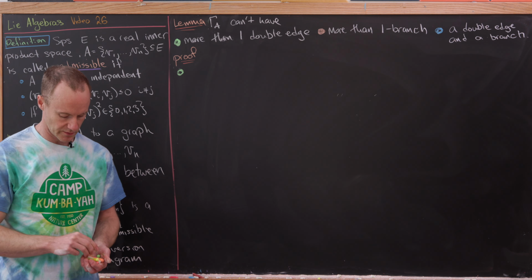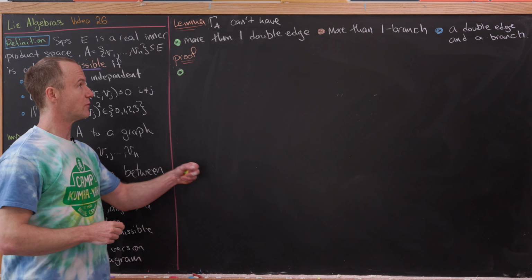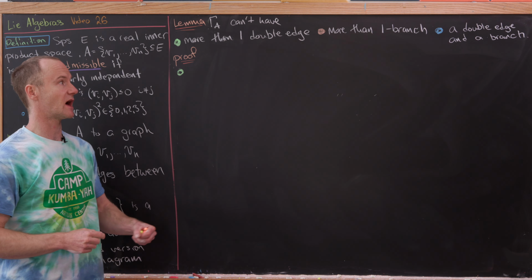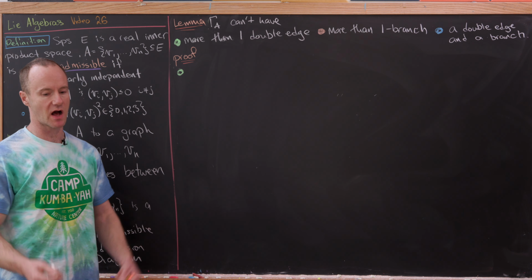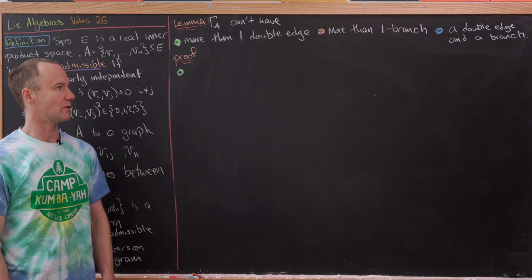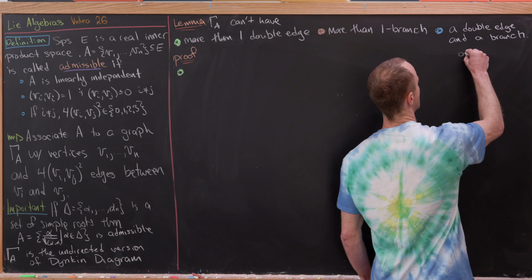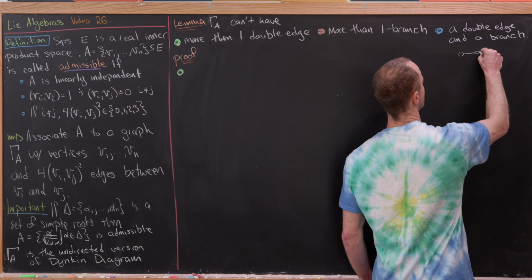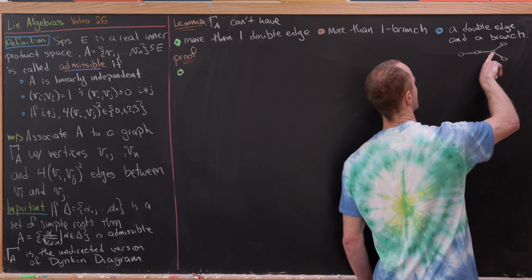All right, so now we're going to show that gamma of A cannot have more than one double edge, cannot have more than one branch, and it can also not have a combination of a double edge and a branch. And what do I mean by a branch? I think it's kind of well named. It would be something that looks like this. So I would consider that a branch vertex.